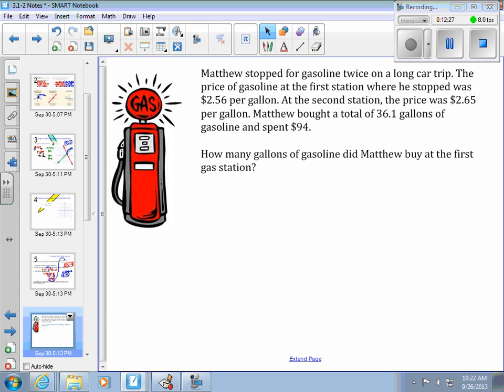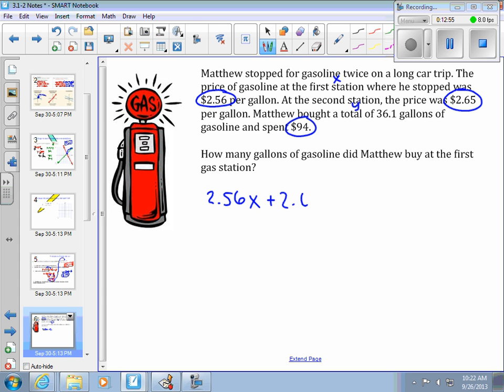We need to come up with some equations from this information. One thing you notice in the problem is a lot of talk about money. So we're going to write an equation that deals with money. Let's also call our first station x and our second station y. So the first station is $2.56 at station x. Station y is $2.65. And together, if we add up the cost of gas from both, we know it adds up to $94. So that's one equation we got from the information there.